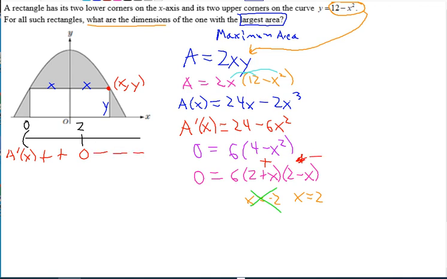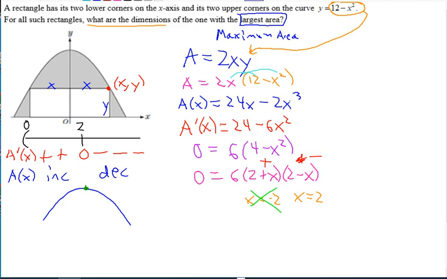So what this shows us is the area of this rectangle here would be increasing up until when x is 2, and then if x gets bigger than 2, the area starts to decrease. And so you can see the maximum that we're looking for would have to be when x equals 2.